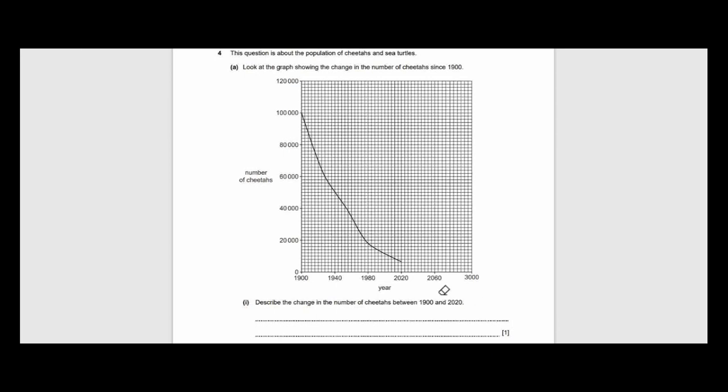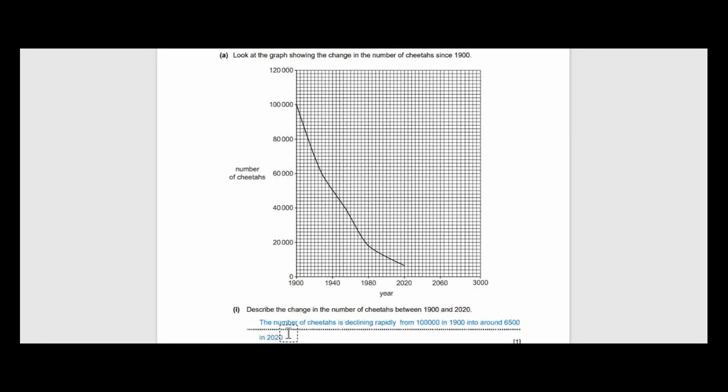10 seconds from now. 10, 9, 8, 7, 6, 5, 4, 3, 2, 1. Alright, let's open up the answer. Here we go. The number of cheetahs is declining rapidly from 100,000 to around 6,500 in 2020.